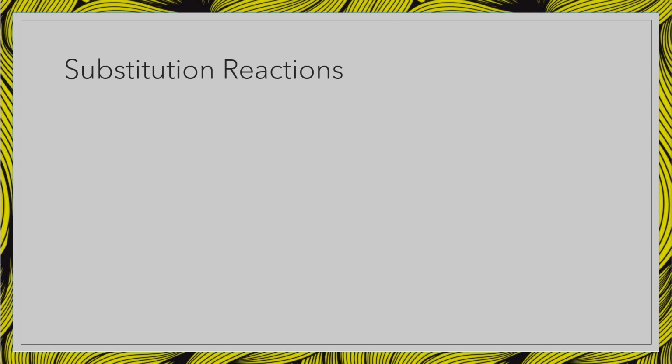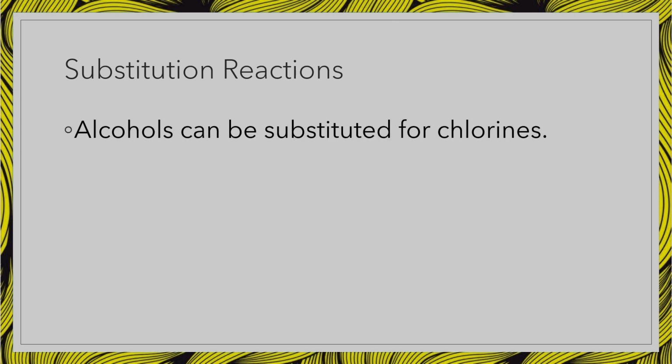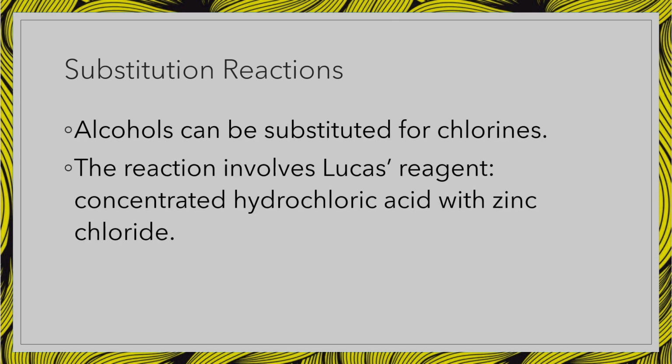Now, substitution reactions with alcohols: they can be substituted for chlorines. It involves something we call Lucas reagent. Now this is an important one because we also use it in Module 8 for chemical tests. Lucas reagent is concentrated hydrochloric acid and zinc chloride.